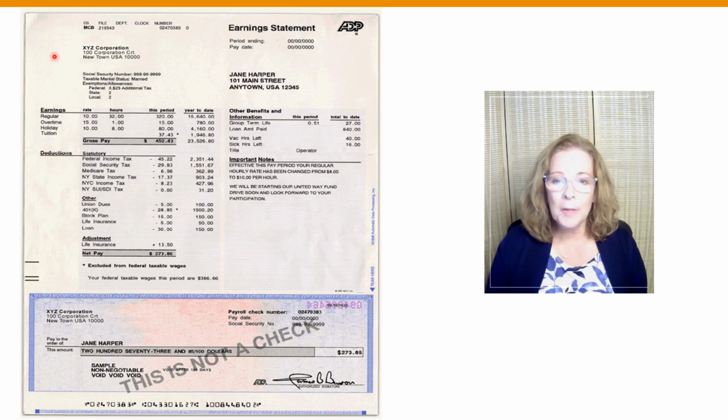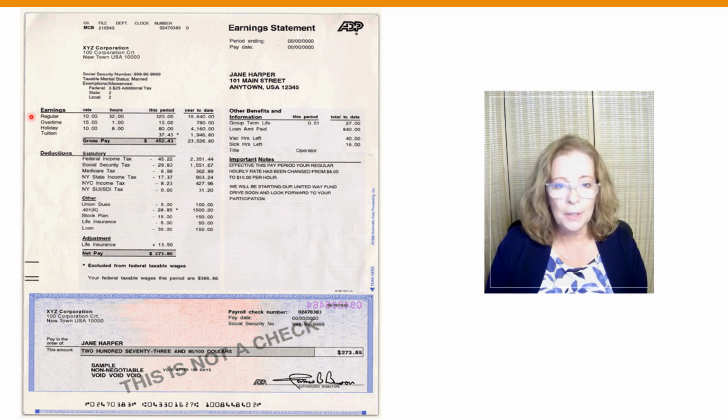Here's an example of an employee's paycheck. In this case, the company XYZ uses ADP for payroll processing. We can see the name of the employer, XYZ, and the name of the employee, Jane Harper, social security number, and tax information. The payroll information is for the current period, but also has year-to-date information. There are three major sections: earnings, deductions, and other benefits and information.